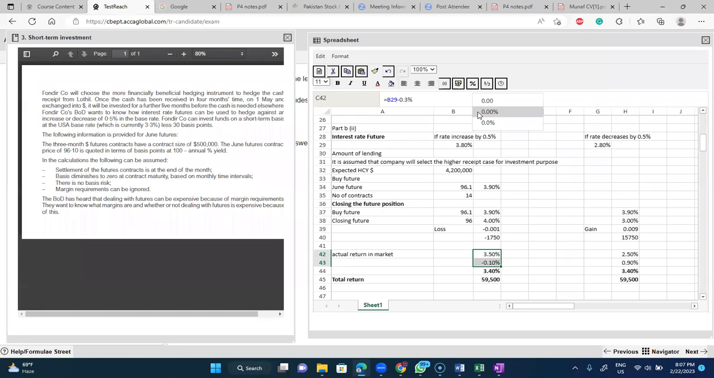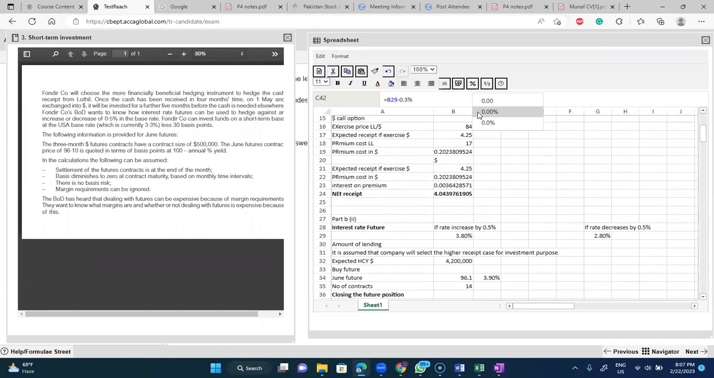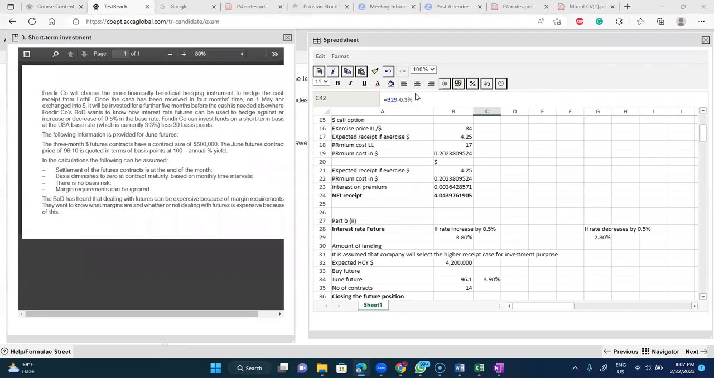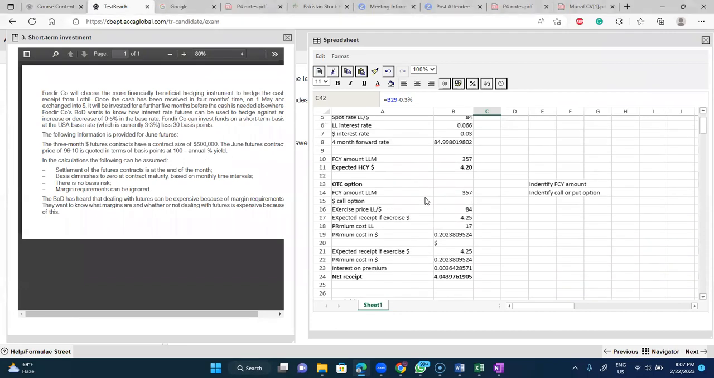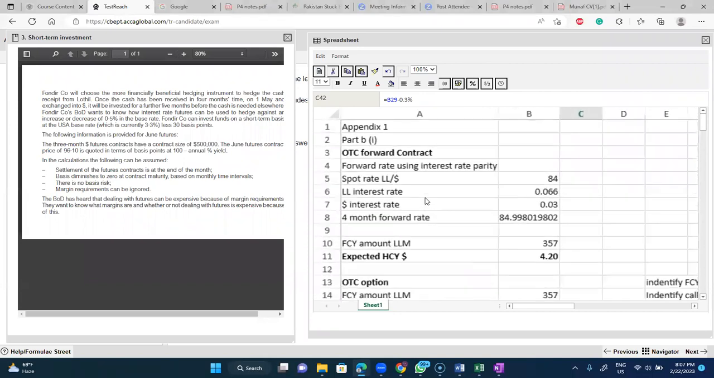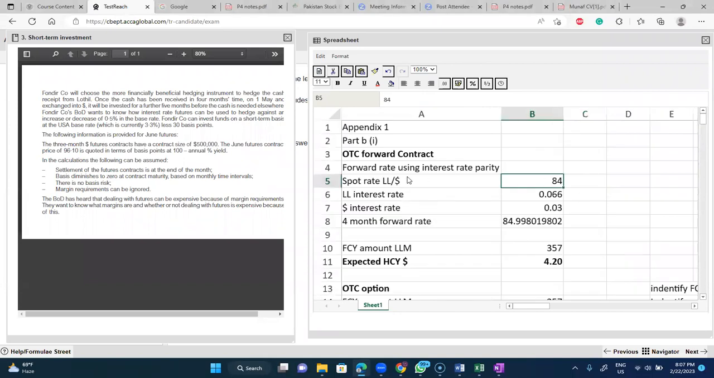Interest rate parity calculation. It was very easy. Look, the spot rate is given. Spot rate is lira over dollar. Identify the lira interest rate. That is 6% plus 0.6%. Then identify the dollar interest rate. That is 3.3% minus 3.3%.